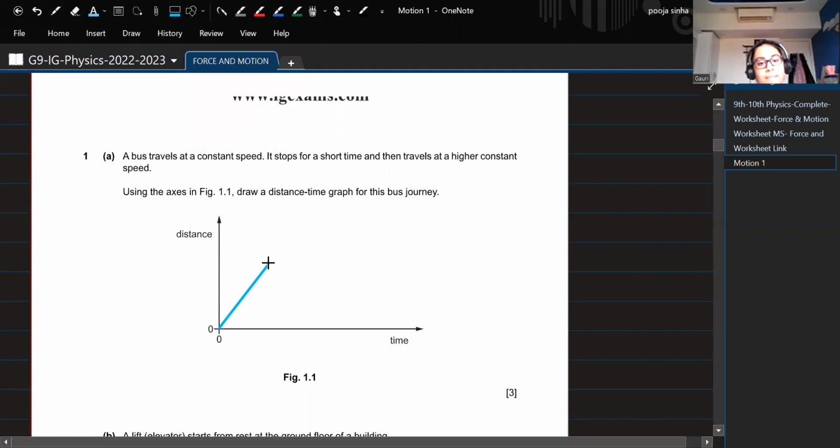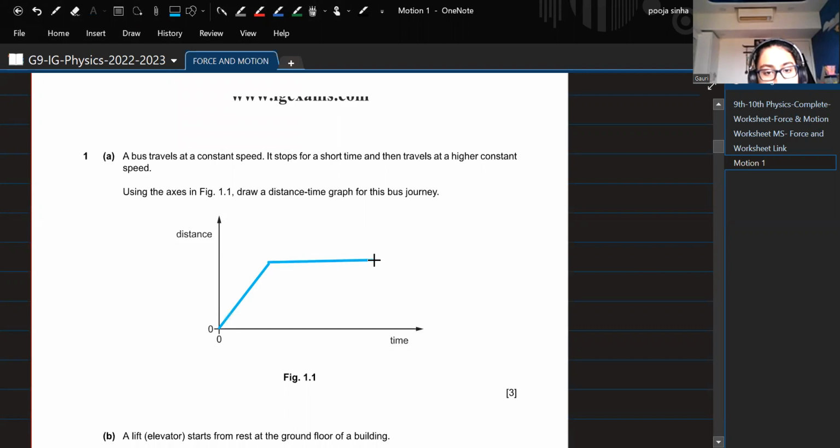So next would be this point, right? For a short time, so let's keep a short time. And then after that, it's traveling at a higher constant speed. So this will again be a straight line, but the gradient should be a little steeper compared to the first line. Absolutely.